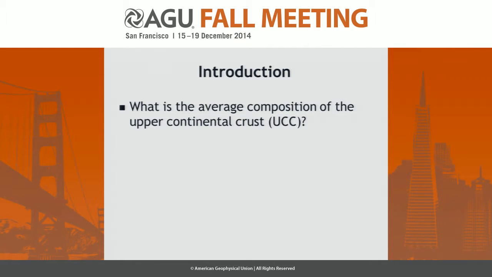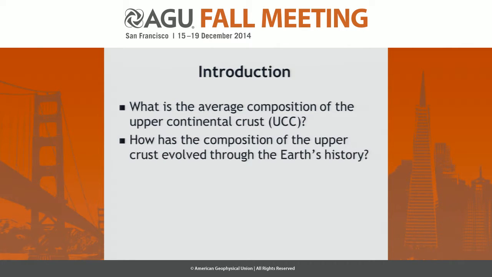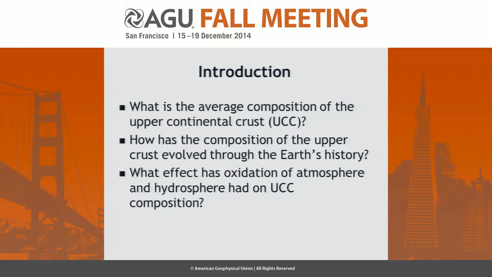And if you're trying to figure out how the Earth differentiated from some largely molten, very hot, homogeneous ball in the beginning to what we have today, you need to know an end member of what we have today and how it's changed through time. So the other question is how the composition of the upper continental crust has evolved through time. And also, how the rise of oxygen through the Earth's history, both in the hydrosphere and the atmosphere, has possibly affected the composition of the upper continental crust.